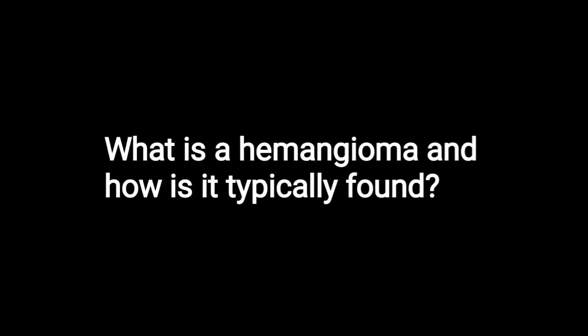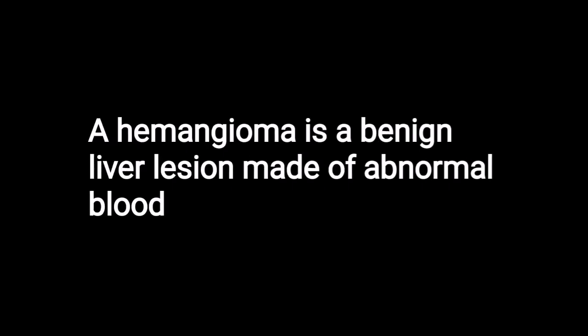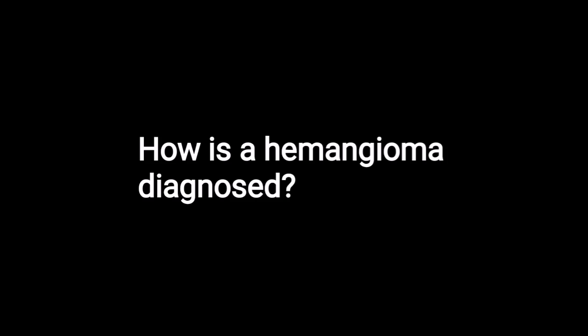491. What is a hemangioma and how is it typically found? A hemangioma is a benign liver lesion made of abnormal blood vessels, often found incidentally. 492. How is a hemangioma diagnosed? Hemangiomas are diagnosed using imaging tests like ultrasound, CT, or MRI.